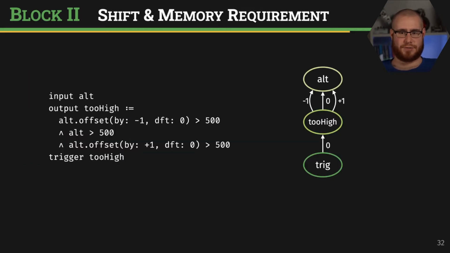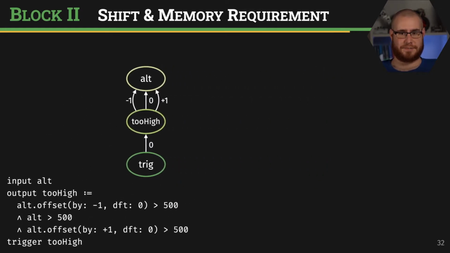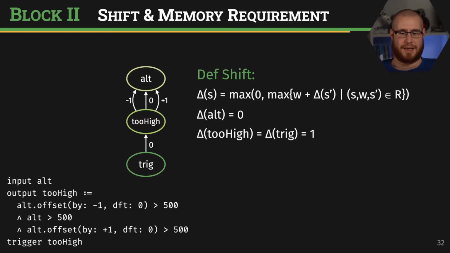And to compute the shift of streams, we once again have to have a look at the dependency graph. And here this is the dependency graph for the specification. As expected, there are 3 edges from too high to altitude with the labels -1, 0, and +1. And for this specification, we want to define the shift. The shift here is based on the dependency graph where we say the shift of a stream S: we take all edges that are outgoing from S to some other stream, and we consider the weights of the edges. So starting with the altitude, there is no outgoing edge, so it just defaults to the value of 0.